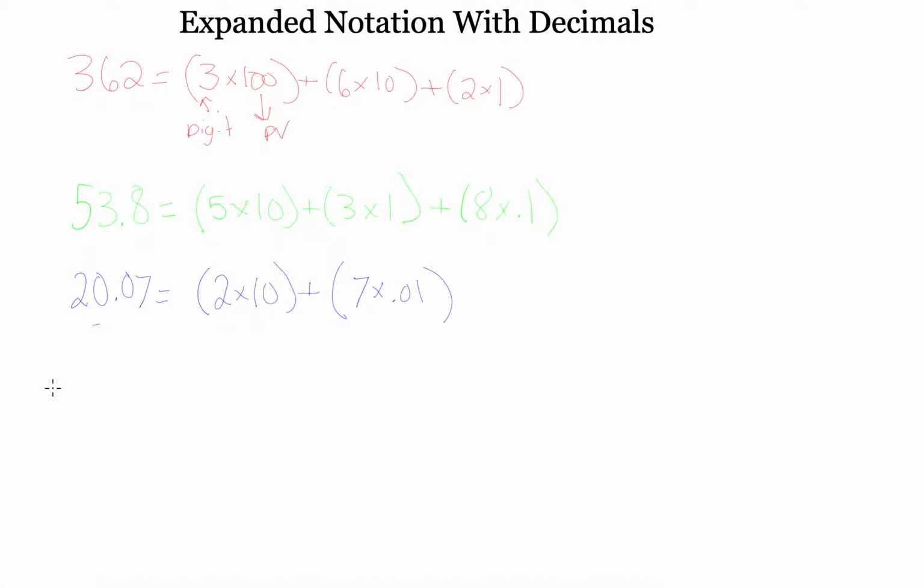Let's do 905.603. So we're going to start with our first number. We've got 9. It's in the hundreds place. We're going to skip to our next number. 5 is in the ones place. We've got a 6 in the tenths place. And we've got a 3, got our 3 all the way over here, in the thousandths place.